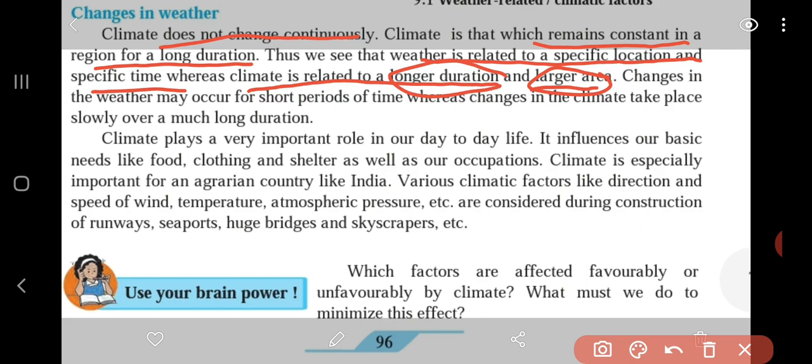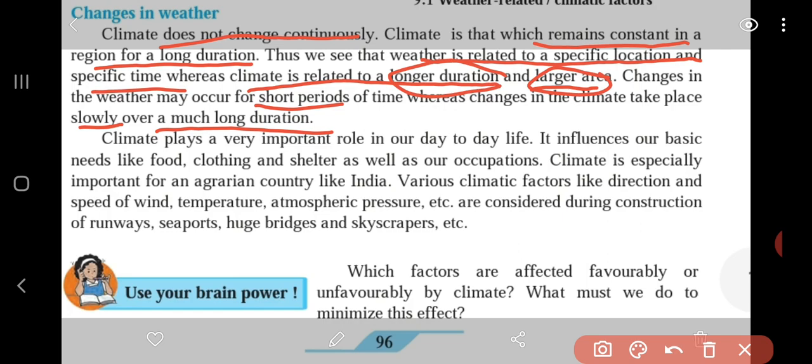Changes in weather may occur for short periods of time, whereas changes in the climate take place slowly over a much longer duration. Okay, so you can note this as a distinguishing parameter for climate and weather, where weather may change for a short period, but climate takes place over a much longer period.